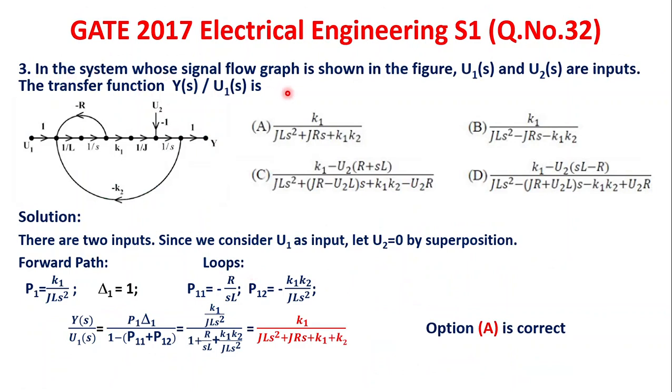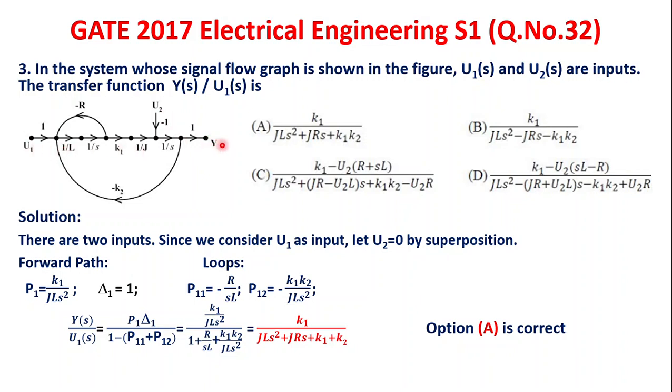So here the signal flow graph is straight away given. GATE 2017 Electrical Engineering Set 1, question number 32. So there are two inputs U1 and U2. The transfer function Y of s by U1 of s is asked. So there are two inputs and one output. The question is Y by U1 of s.